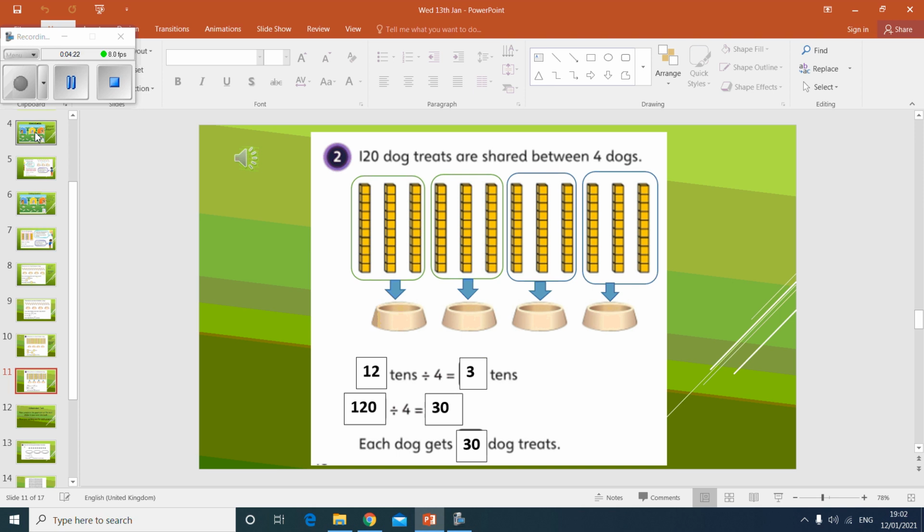If we look at this slide, we can see that 12 divided by 4 equals 3. 120 divided by 4 equals 30. Can we relate those answers? We can see that 30 is 10 times bigger than 3 because 120 is 10 times bigger than 12.